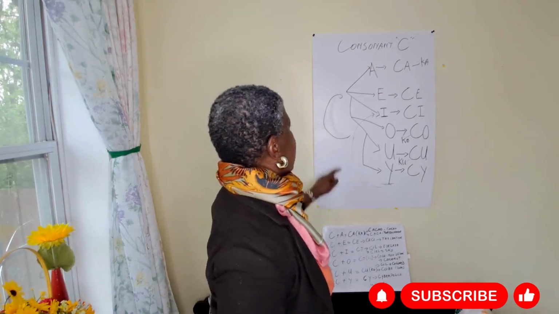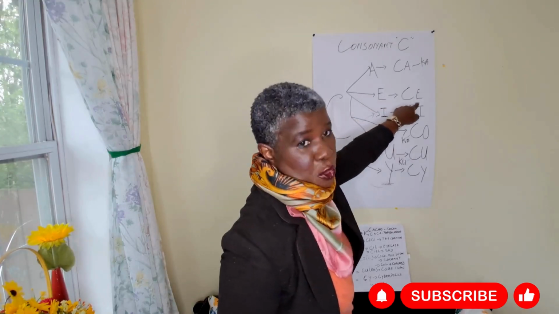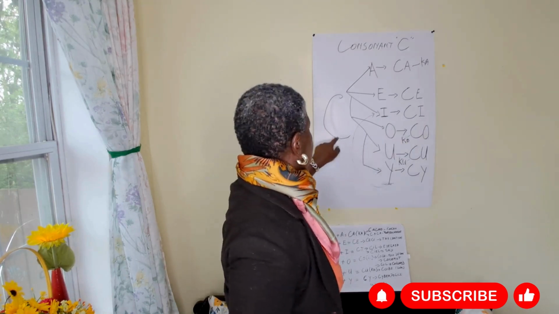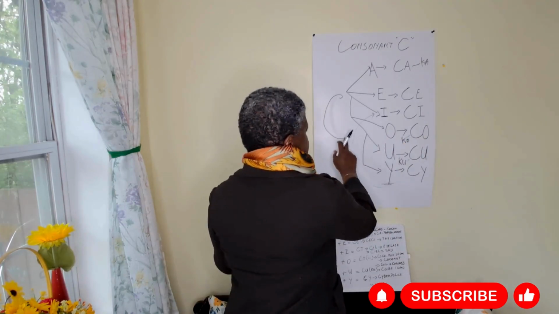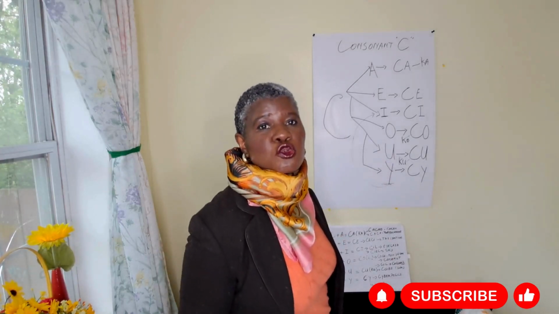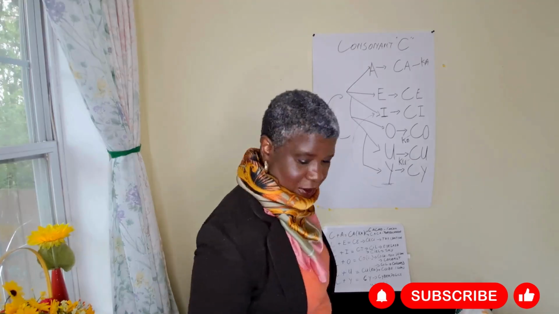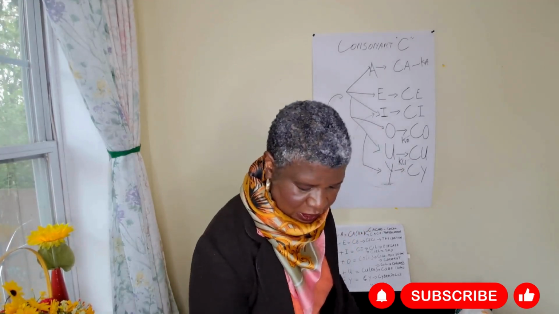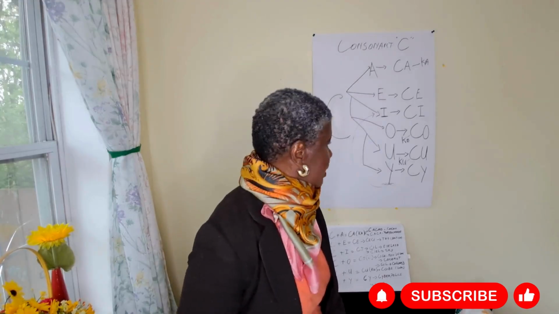Okay? So, CA is K, CE is S, CI is S, CO is K, CU is K, CY is S. Okay? Now, to illustrate it much better, I have for you here an example of the word.